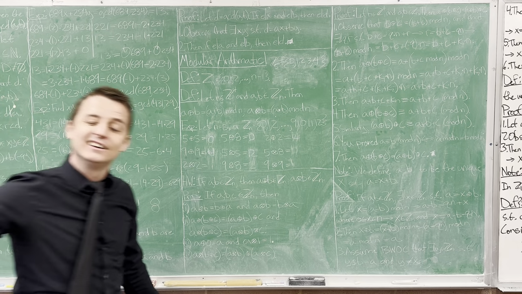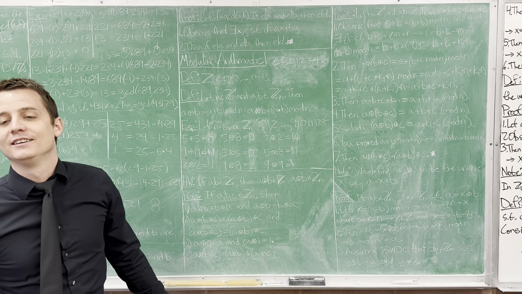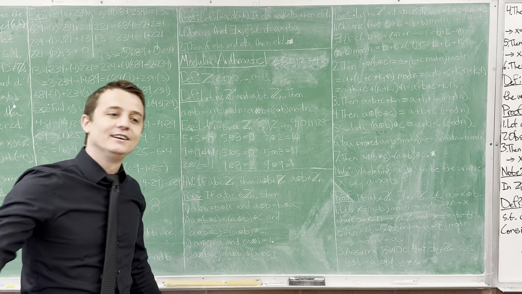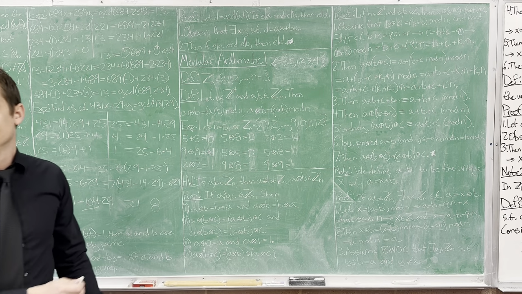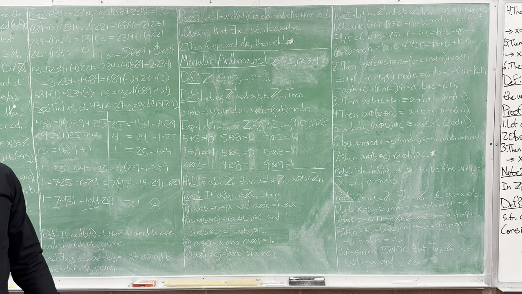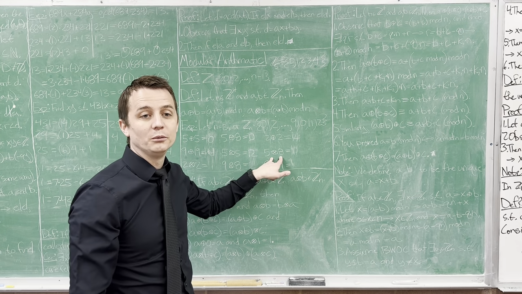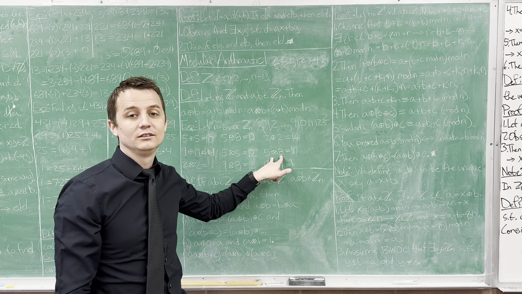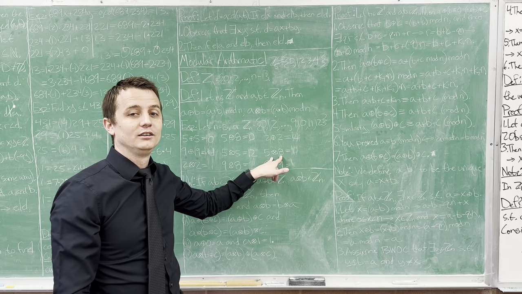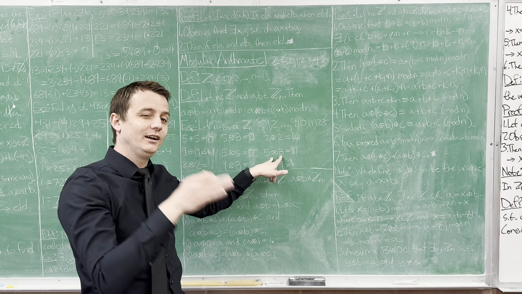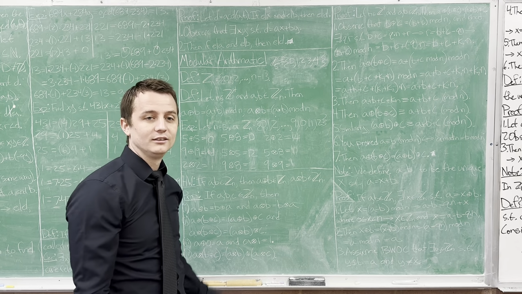5 times 8 is? 40. It said it's 1. How are you guys doing the math that fast? So 40. What's 40 divided by 13? 3, which gets you up to 39. So remainder 1.